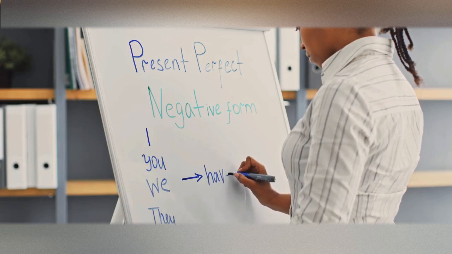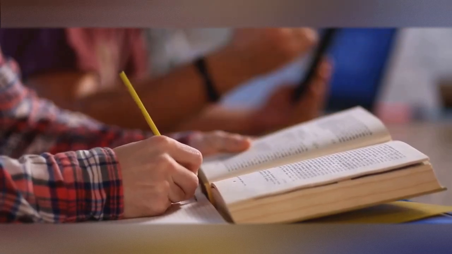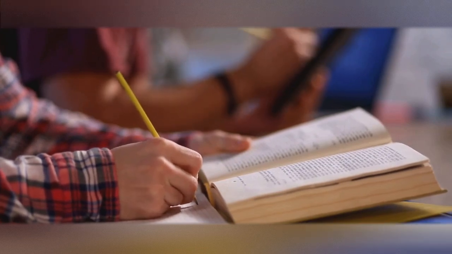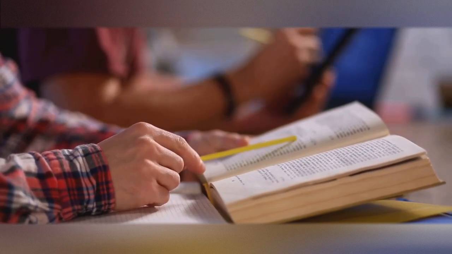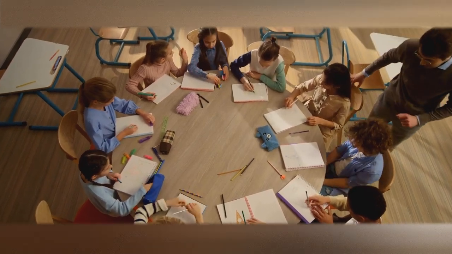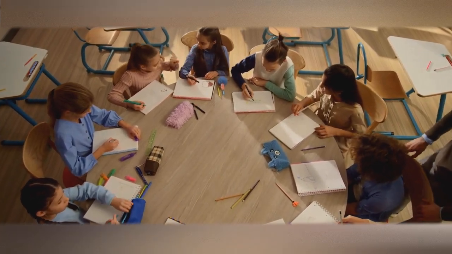A complex sentence, on the other hand, has one independent clause and at least one dependent clause, which cannot stand alone. Now, when we mix these two together, we get a compound complex sentence. This means we have multiple independent clauses and at least one dependent clause. Let's look at some examples to clarify.